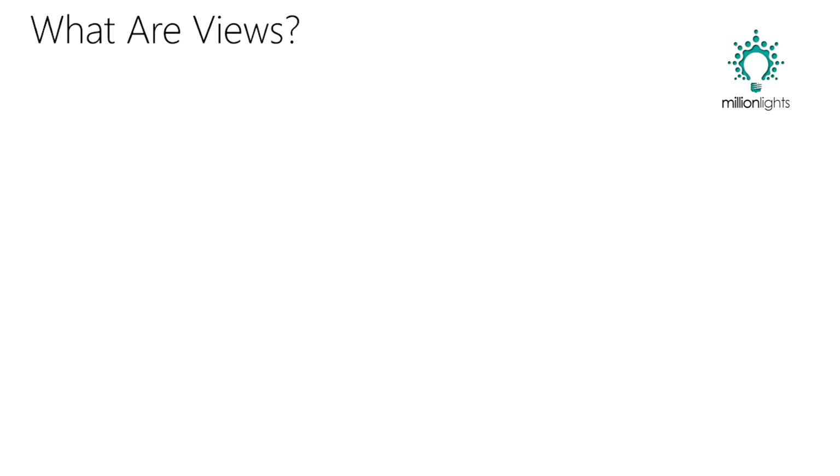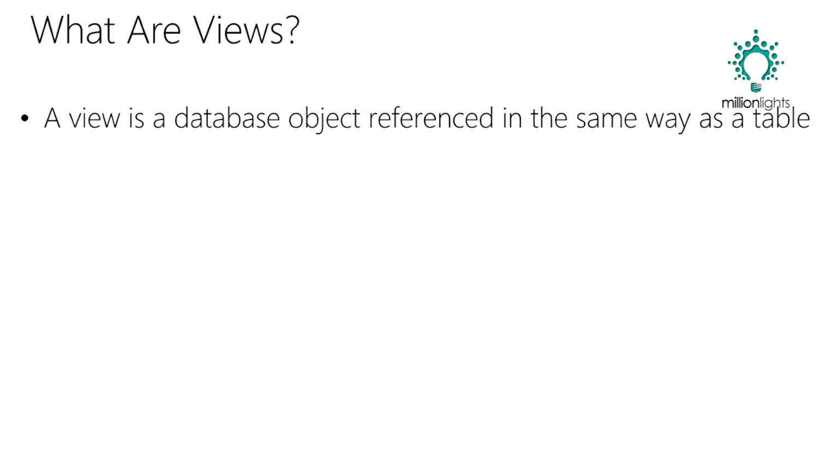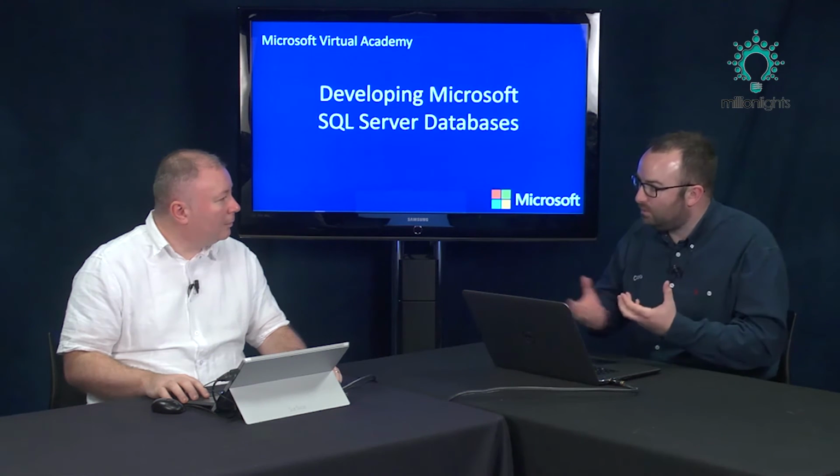Fantastic, thanks. And we'll move on from that demo and talk about views. So we've talked about tables, and I get that tables are where the data is stored. Tell me a little bit about views. So a view you can think about as a virtual table within the database. It's an object that's referenced in the same way as a table. So you would select column names from a view name, and you wouldn't know from that query whether that was a table or a view.